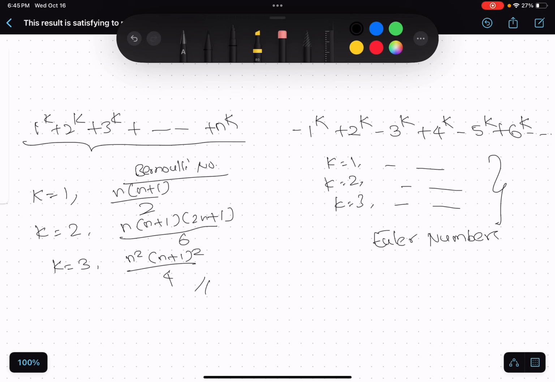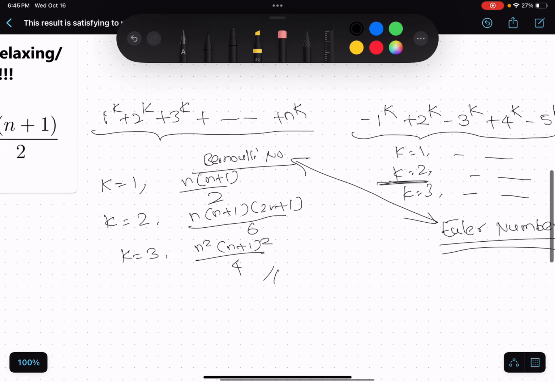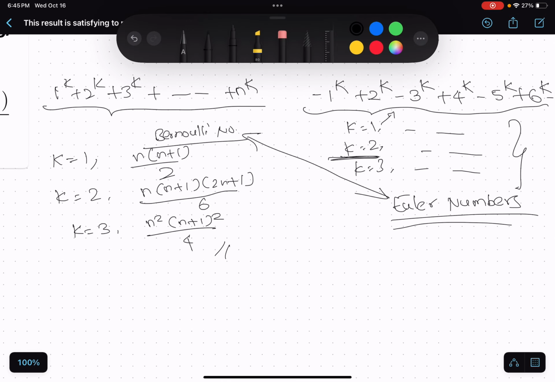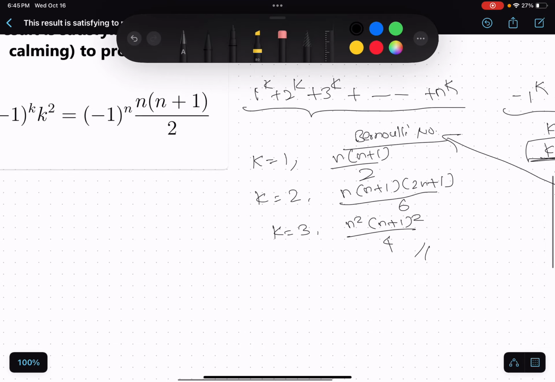Try to look up what Euler numbers are, which will be my next video, where I will compare the Bernoulli numbers and Euler numbers, right? And also, we are going to deal with one of such sums in this video, where k is 2. In many other cases, the results for odd and even powers can differ, but for k equals 2, it's the same. So that's why I'm dealing with k equals 2 in this one. So let's try to prove this.